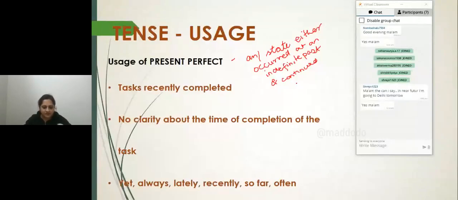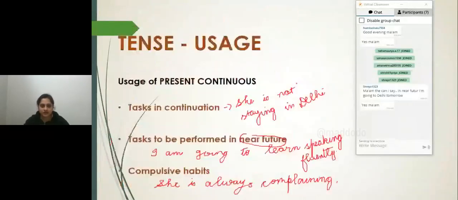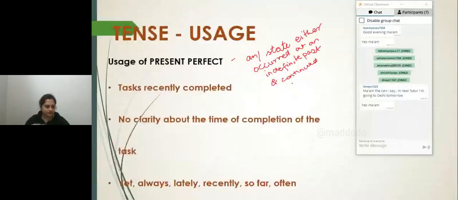Okay, so present perfect tense, guys, continues to the present time. The action continues to the present time, right? If I say, for example, see here, we have read the structure for sure. Has plus third form plus object. Okay, so I'll give you one example.